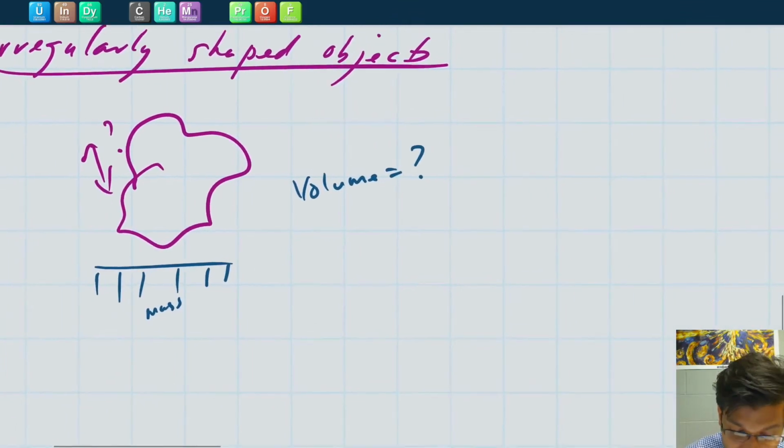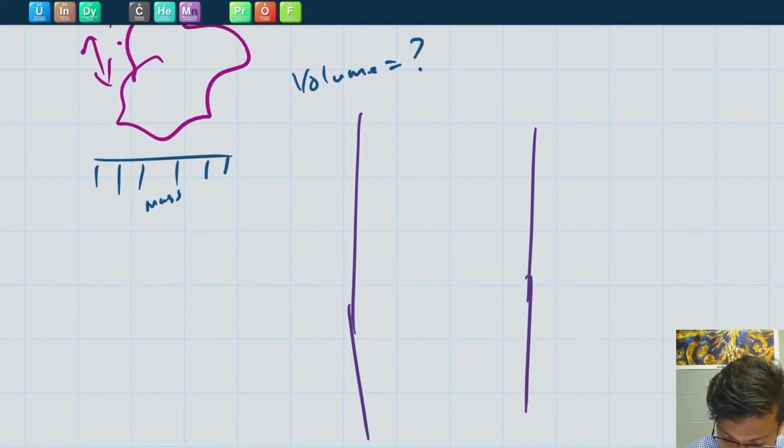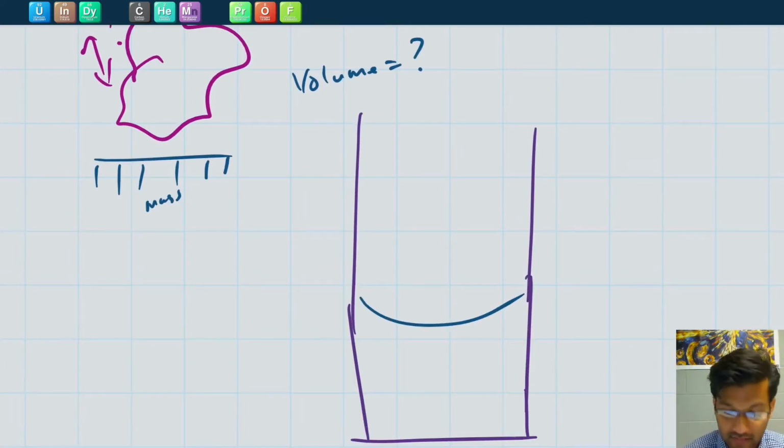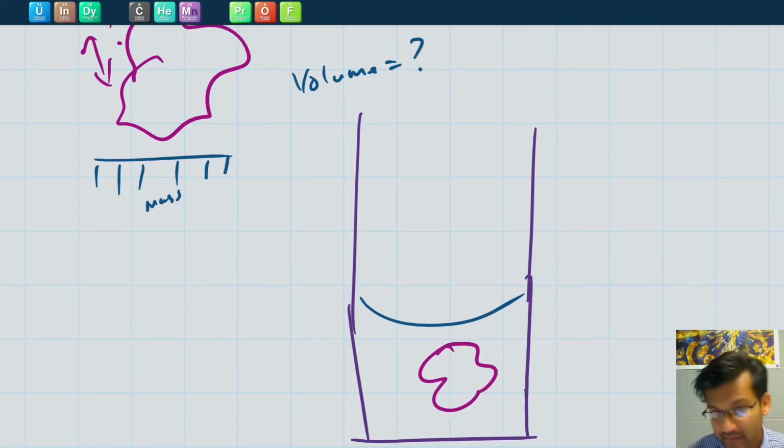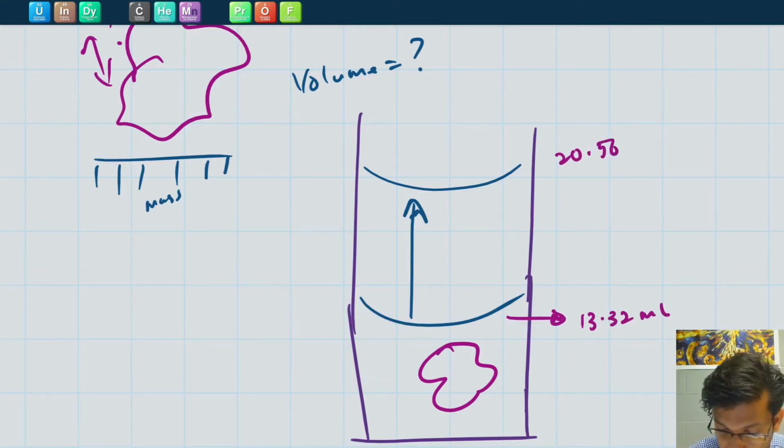Well, an easy way to find the volume is to take a measuring cylinder, right? So let's say this is our measuring cylinder, and we fill it up with some amount of water to some level. Not all the way up, just enough in there. Then we can put our irregularly shaped object in, and obviously what's going to happen is that the water level is going to rise. Let's say the starting volume was 13.32 milliliters and the ending volume was 20.56 milliliters, then this difference here is the volume of our object.